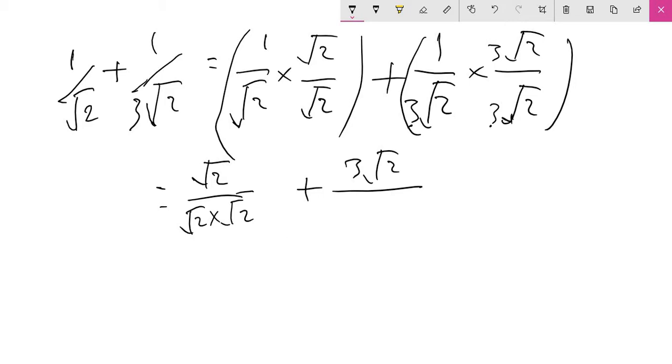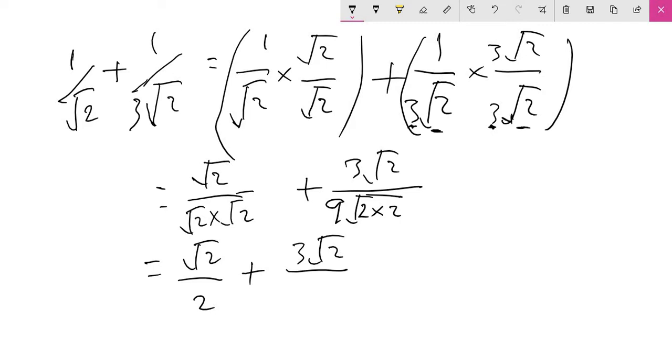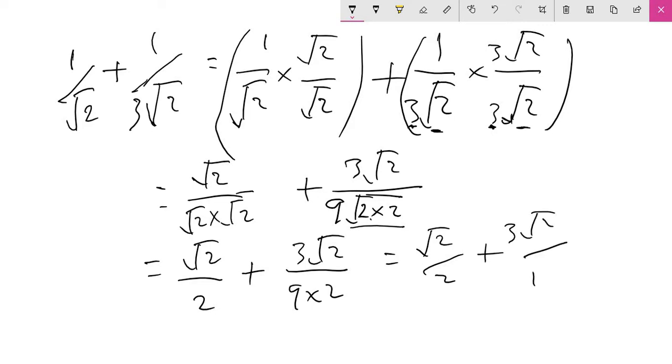you multiply the coefficients differently. So 3 times 3 gives 9, and then you now multiply the surd part separately. Root 2 times 2. Okay, and so we can evaluate root 2 times root 2 gives 2 plus 3 root 2 divided by, this also gives 2, 9 times 2, and this whole entire expression gives root 2 over 2 plus 3 root 2 over 18.